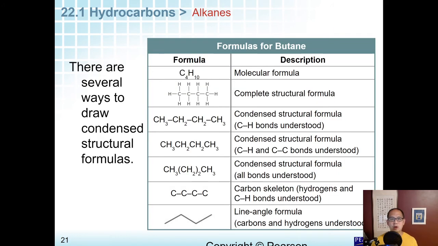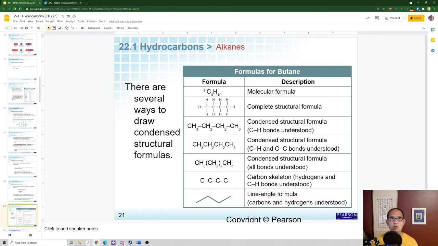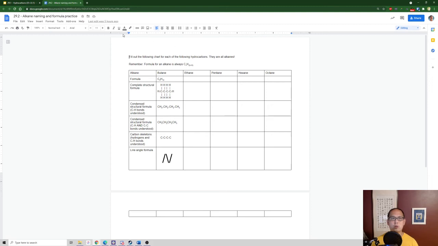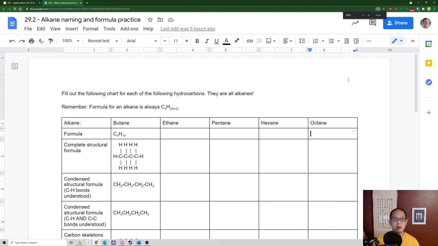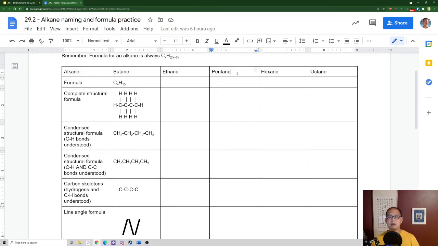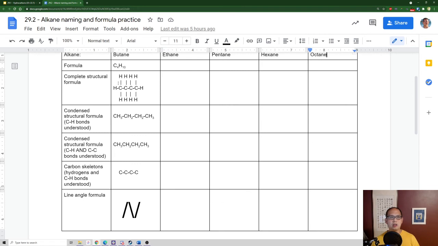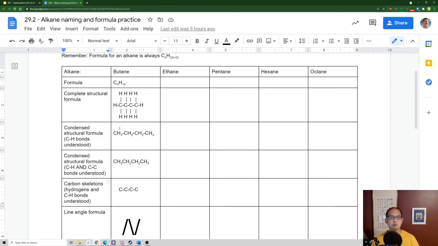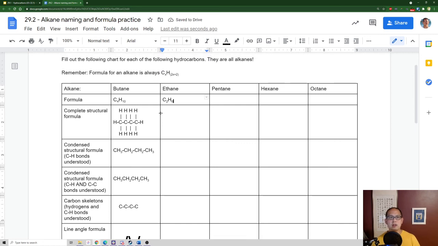Okay, so we're going to stop here, and I'm going to go over what you're going to work on. I'm going to make this bigger. I gave you 4 different alkanes, and you are going to write these different formulas for each of them, using butane as an example. Ethane, I will tell you, is C2H6. The other 3 you can look up on that chart that I just gave you.